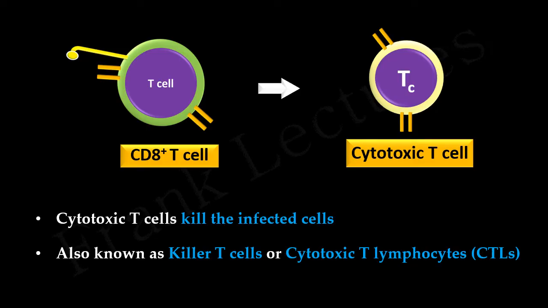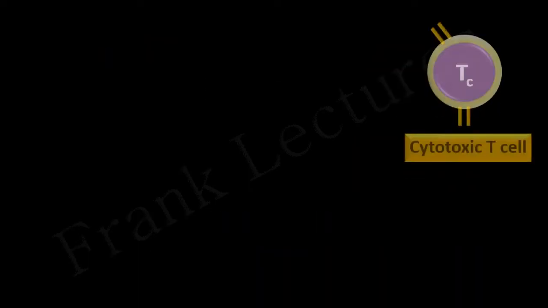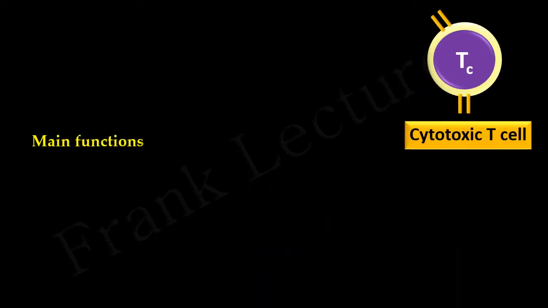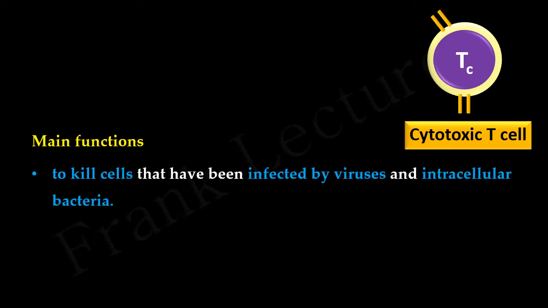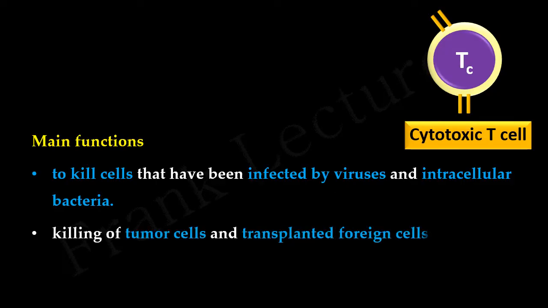They are named so because they directly kill the cells that display foreign antigens on their surface. The main function of cytotoxic T cells is to kill cells that have been infected by viruses and bacteria. They are also involved in killing of tumor cells and transplanted foreign cells. Let's see how these cytotoxic T cells work.